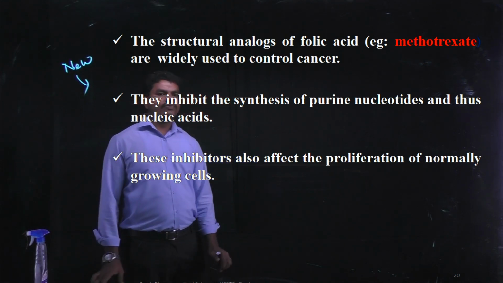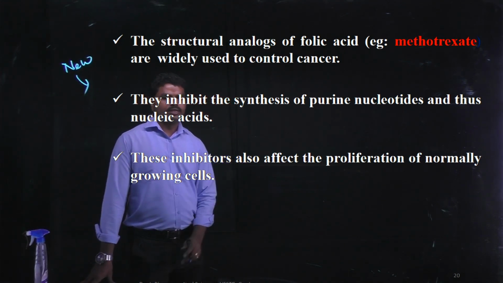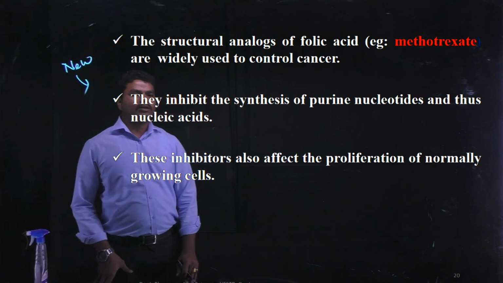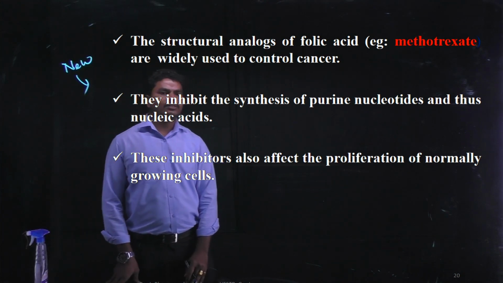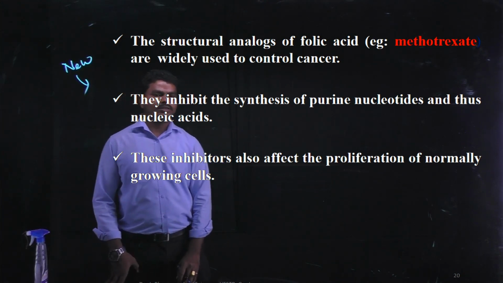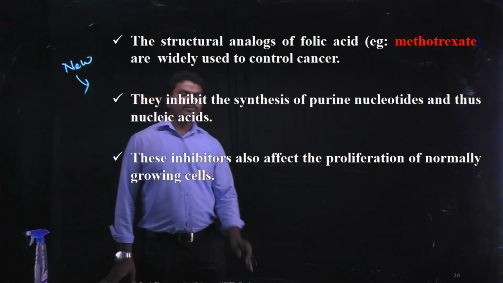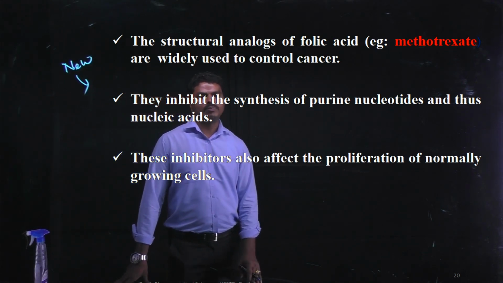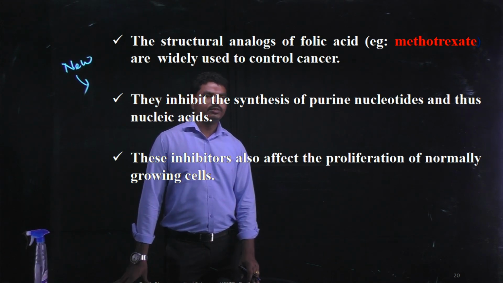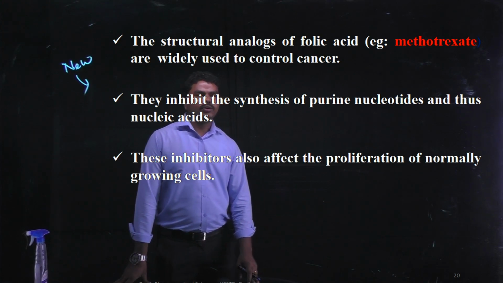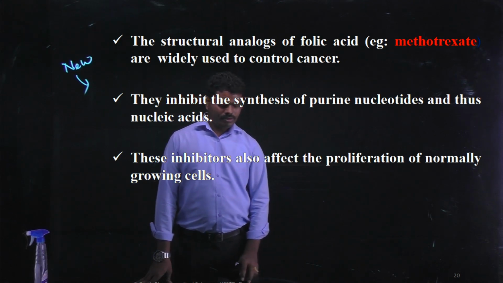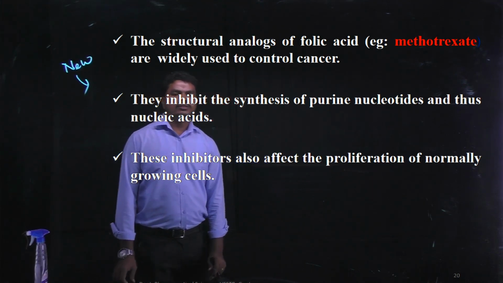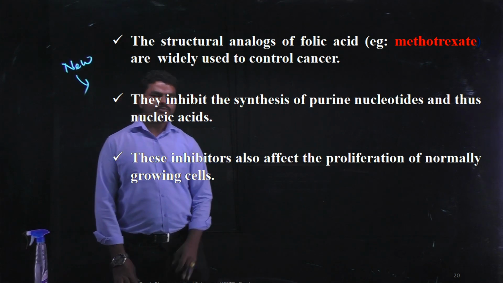And the structural analog of folic acid, methotrexate, is widely used as an agent to control cancer in humans. This methotrexate will inhibit the synthesis of purine nucleotides and other nucleic acids in humans. These inhibitors also affect the proliferation of normal growing cells. In some situations, this folic acid analog, methotrexate, may affect the growth of normally growing cells. So this is about the biosynthesis of purine nucleotides and their inhibition.